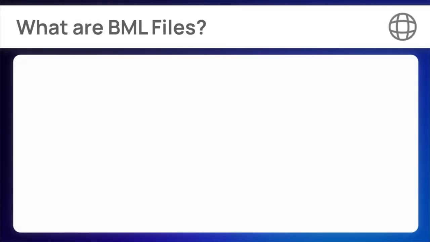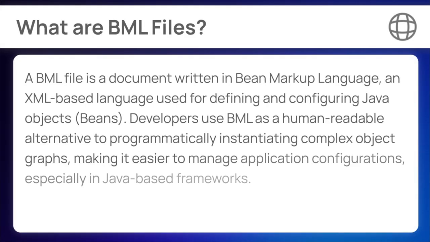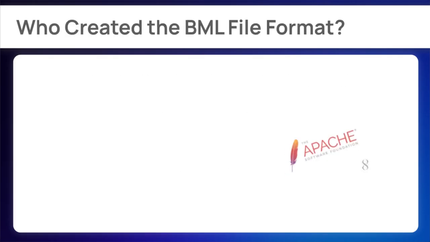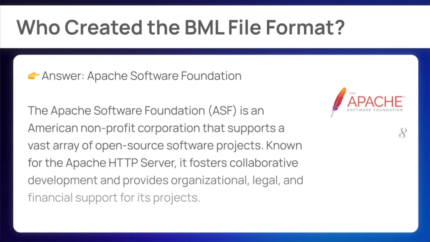A BML file is a document written in Bean Markup Language, an XML-based language used for defining and configuring Java objects, beans. Developers use BML as a human-readable alternative to programmatically instantiating complex object graphs, making it easier to manage application configurations, especially in Java-based frameworks.